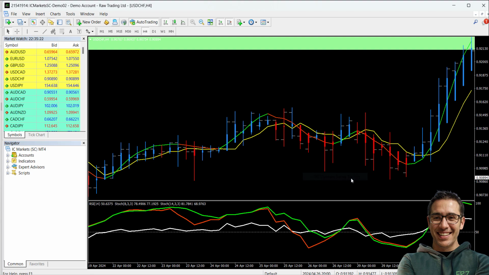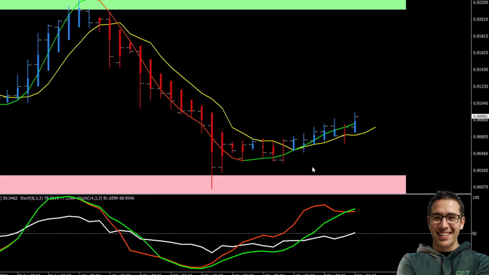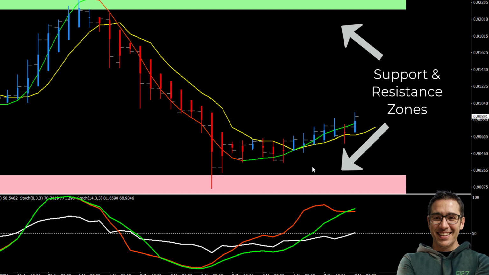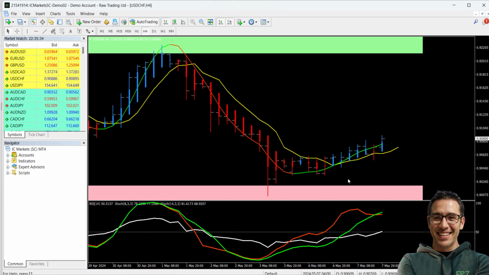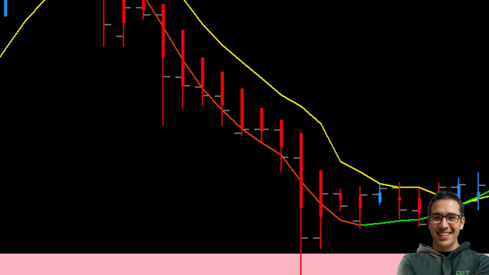Now let's take a look at the screen. On the main window, you get red and blue Heikin Ashi candles, and the yellow line is a 5-period EMA. The color-changing line is the HMA or Hull Moving Average indicator. On the sub-window, you get two stochastic lines in red and green, and also an RSI line in white. In addition, you have a support and resistance indicator, showing the major support and resistance areas in green and red colors.